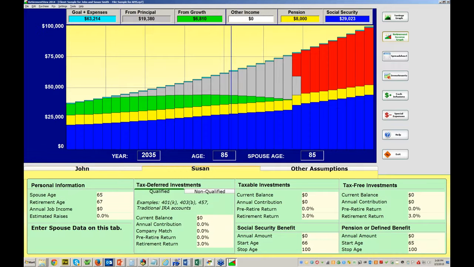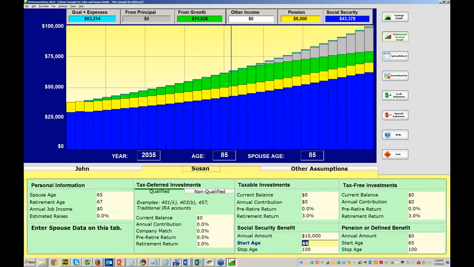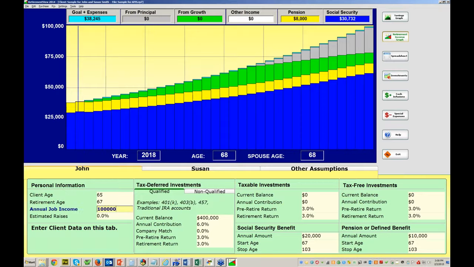Susan, we really didn't enter much of anything, although we should probably put that she has a Social Security benefit as well. And there we go. And let's say that John makes, let's go back to John for a second. Let's say that he makes $100,000. Okay, so now we don't have any red. See, he gets a raise.